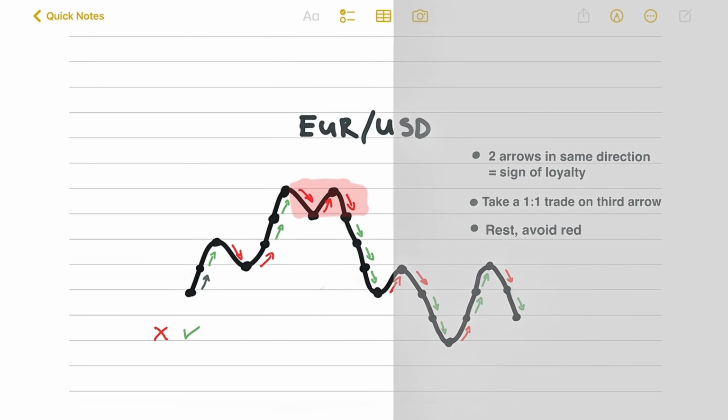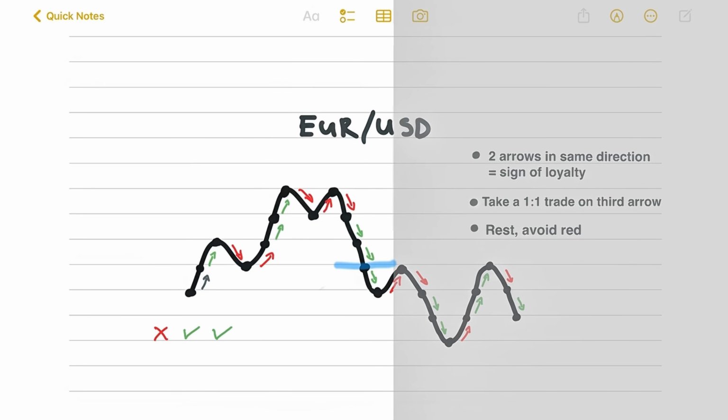We can look for more opportunities after this. So here, two arrows in the same direction. We take our trade here, our take profit here, and our stop loss here. And this one wins as well.